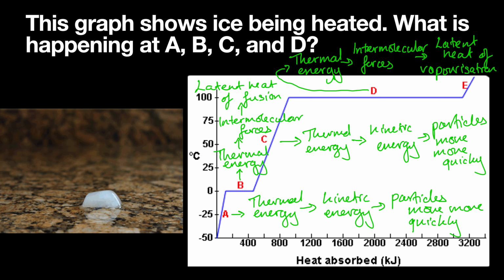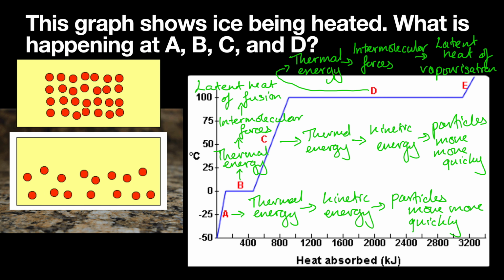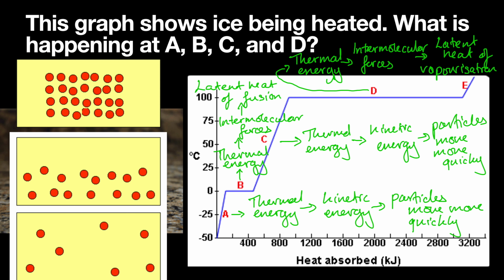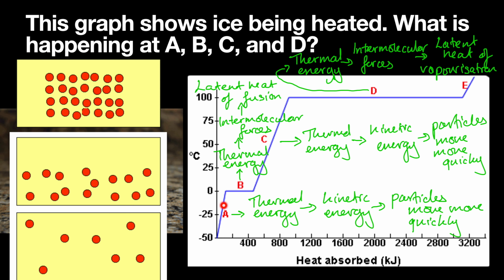As we can see, as we increase temperature and more heat is absorbed, the kinetic energy of the particles increases from a solid, where there is kinetic energy, but it's fairly minimal, to a liquid, where there's even more kinetic energy, to a gas, where there's even more kinetic energy. This is achieved through parts A, C, and E.